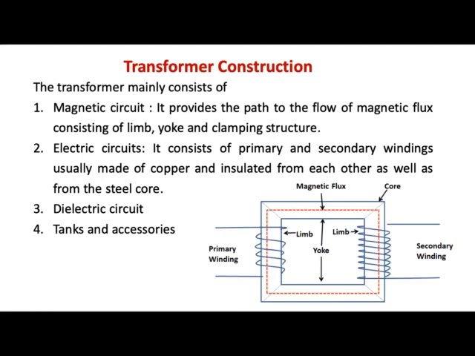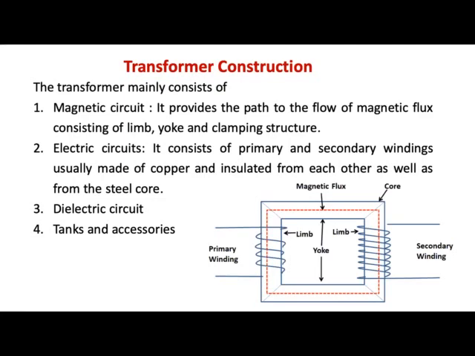The electrical circuit consists of two windings, the primary and the secondary windings, usually made up of copper and insulated from each other as well as from the steel core. The copper wire used is normally varnished and insulated, which is known as super enameled copper. Basically there is an insulating coating over the bare copper, and from the core to the winding again some insulation has to be provided. That may be paper, mica or some cloth, depending on the level of the voltage where we are using the transformer.